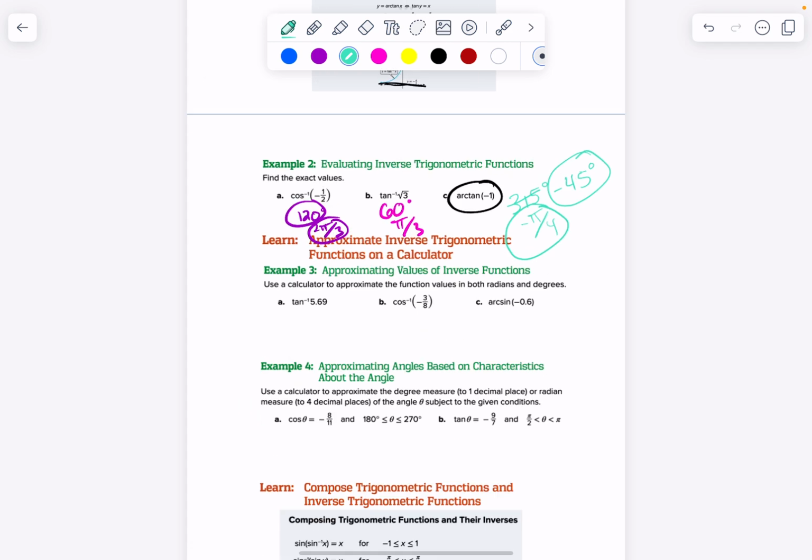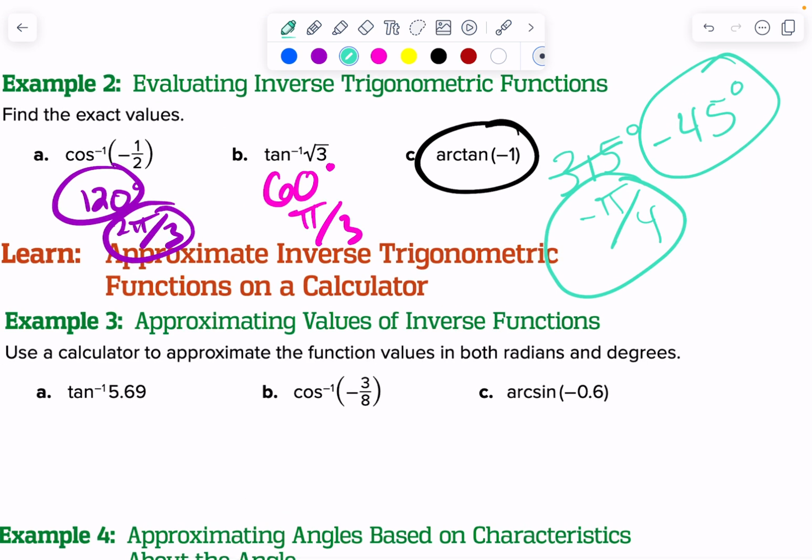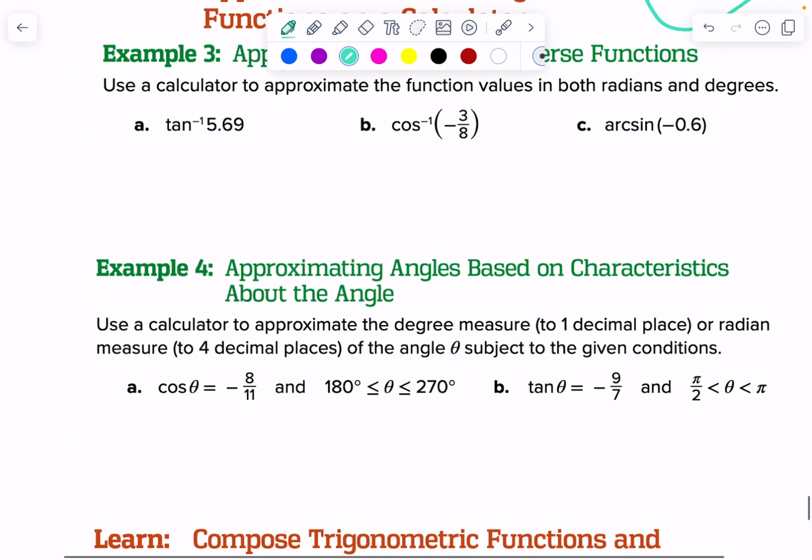If you say 7 pi over 4, I'm not going to count it wrong. That'll be right. So 315, 7 pi over 4, which is the same thing as negative pi over 4 and negative 45 degrees. Whatever. Okay. All right. Let's do a little bit more and then we will stop.